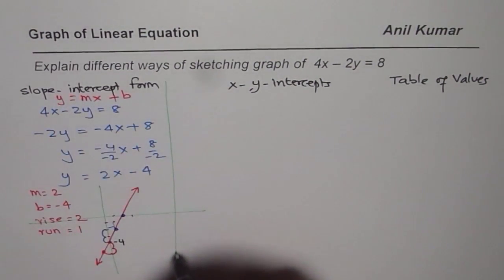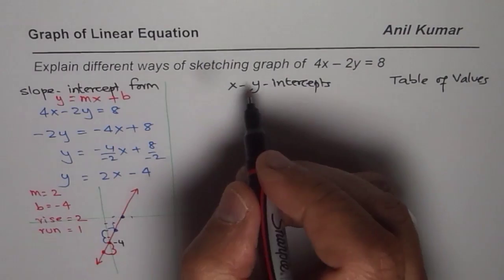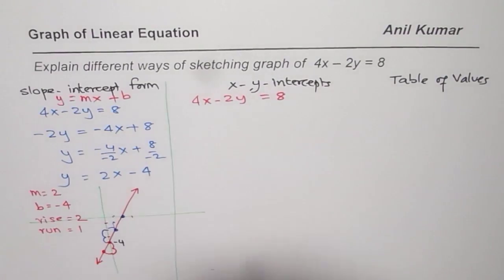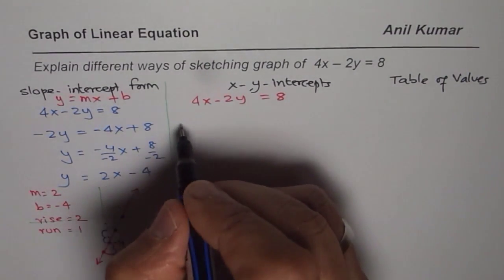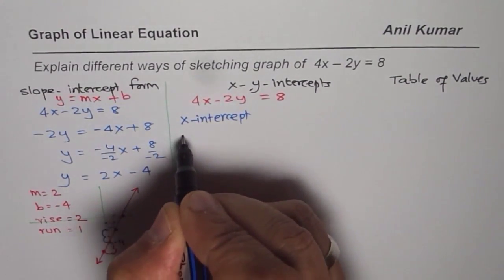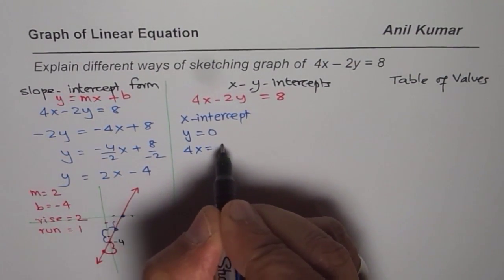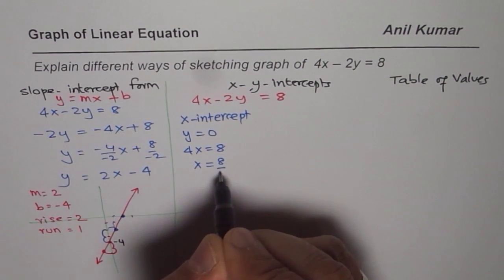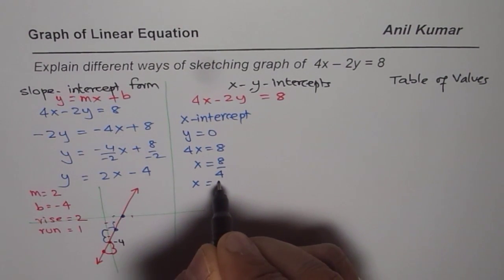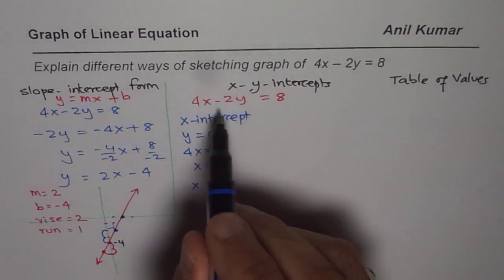The second way which we prefer is x and y intercepts. So let us find the x-intercept and y-intercept. The equation is 4x minus 2y equals 8. When I say x-intercept, it means what? X-intercept means y equals 0, right? So if I put y equals 0, I get 4x equals 8, x equals 8 over 4, or x equals 2. So 8 divided by 4 is 2. So the x-intercept is 2.